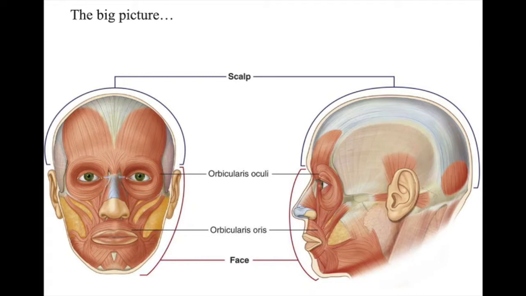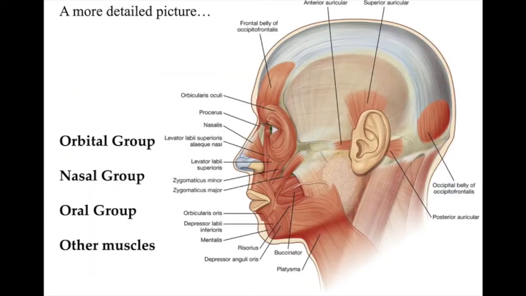You can come back to this picture and try to label several of these muscles again. So in a more detailed group, it's important to know that we can divide these muscles into orbital, nasal, oral, and a varied group that we'll call other muscles. You don't need to necessarily know this division. It just helps us from the point of view of learning to know which one is what.